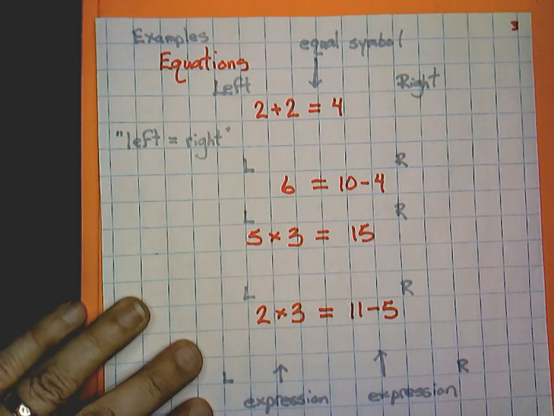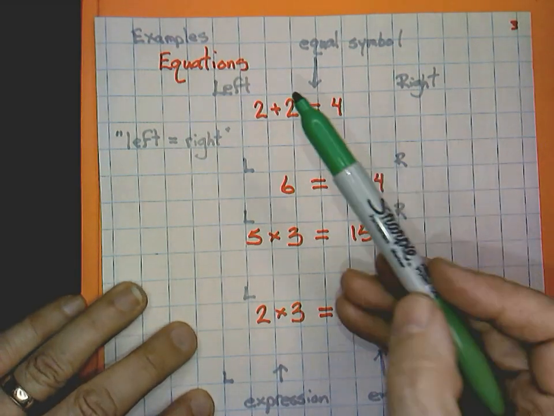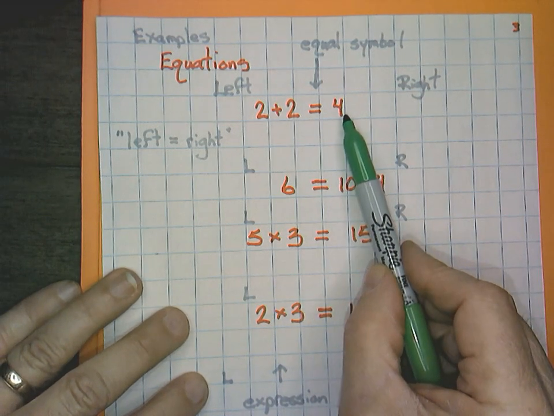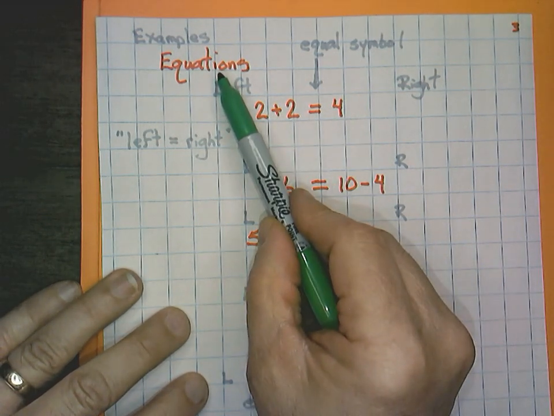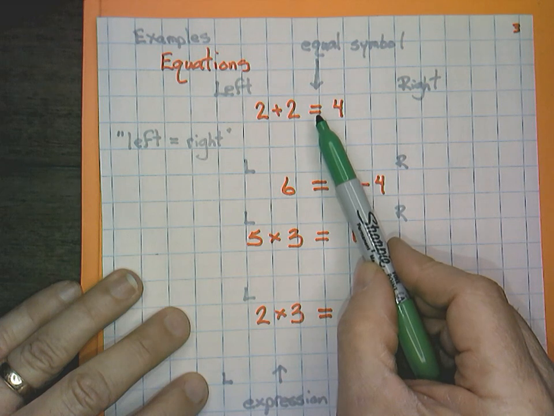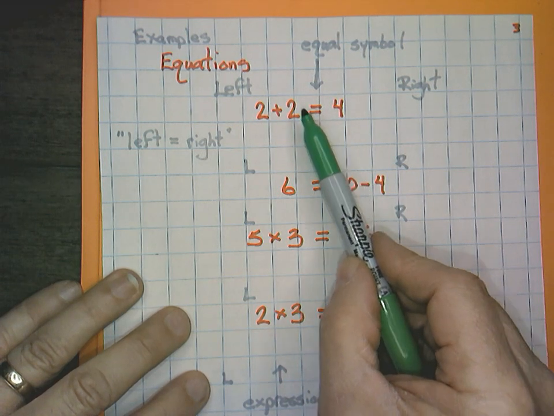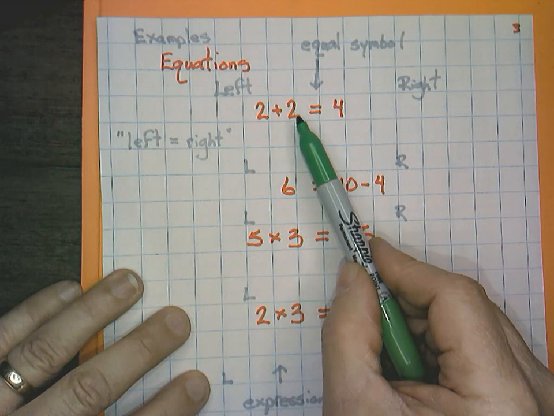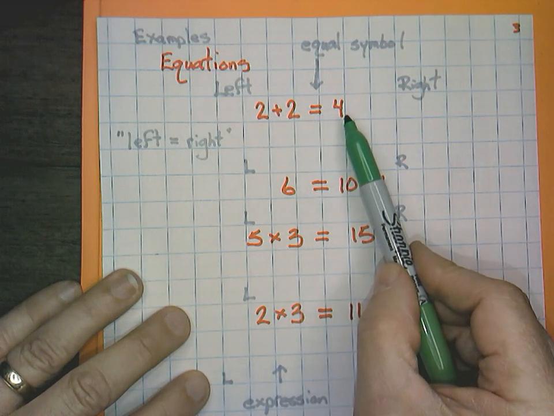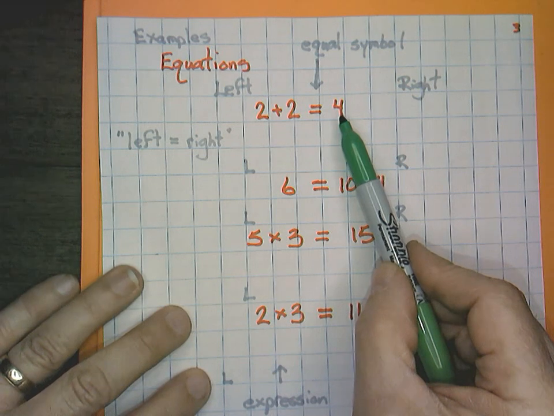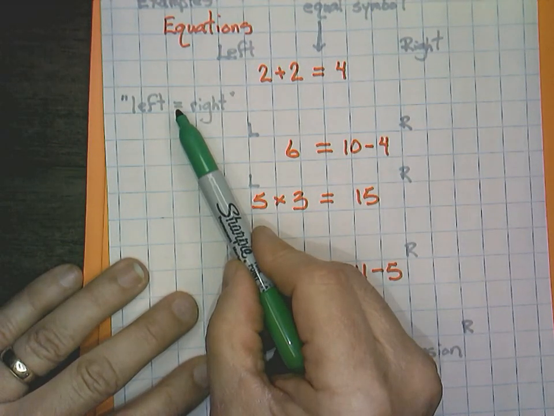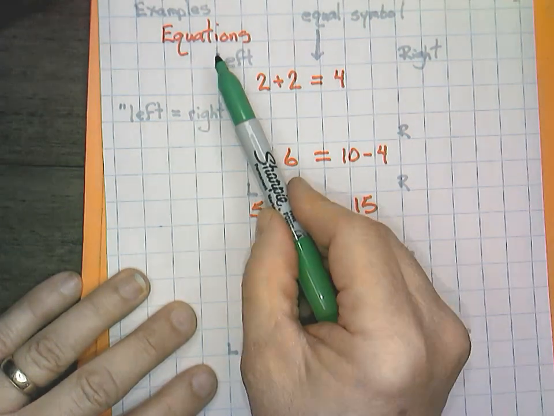Here are some examples of equations. 2 plus 2 equals 4 is an equation. Does it have an equal symbol? Yes. Does the value of the numbers, in this case the expression 2 plus 2 on the left, equal 4? And the answer to that question is yes. Remember, left must equal right to be an equation.